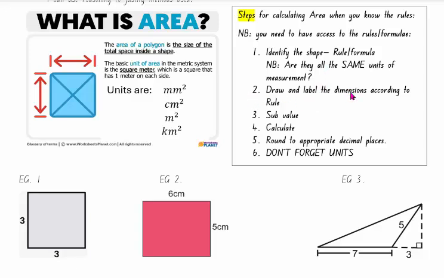Step 2 is draw and label the dimensions according to the rule. Just like when we did Pythagoras, I'd like you to draw the shape. It doesn't have to be exact, it doesn't even have to be to scale, but draw what you see and put the dimensions on it so you can label it. It is setting yourself up for success.